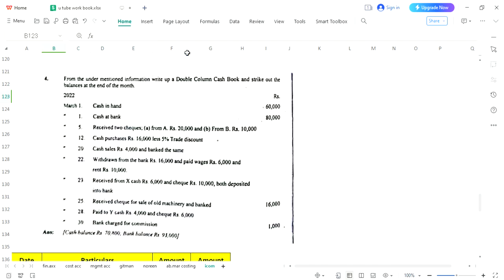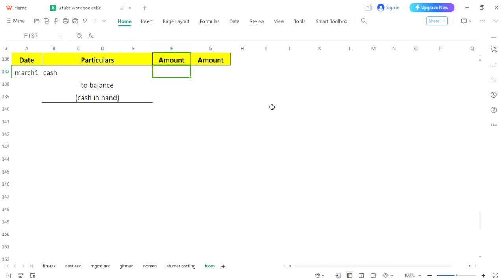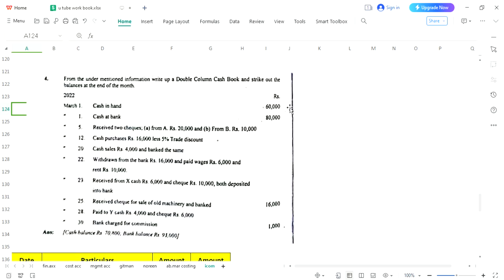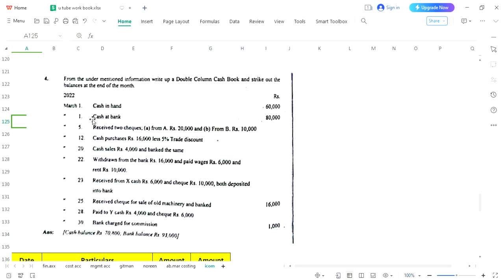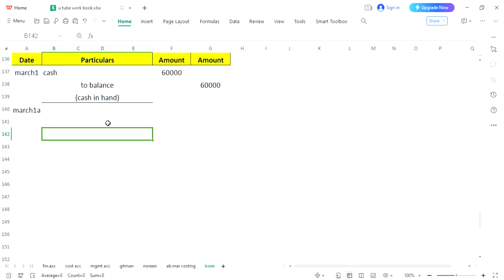Just for reference, you will write it's a balance. Let's see how much amount of cash in hand is 60,000. So we are going to write 60,000 on debit side, and same amount we are supposed to write on credit side as well. In this way, March 1 entry has been completed. Now next entry is also March 1, but we will write A with it. You can see that next date is also March 1, and narration is cash at bank.